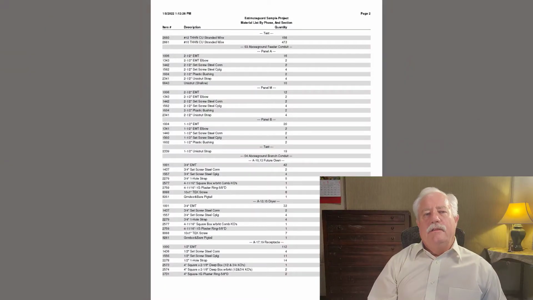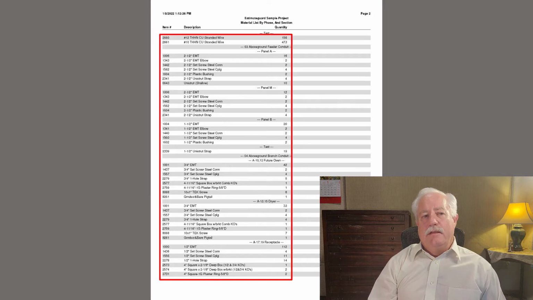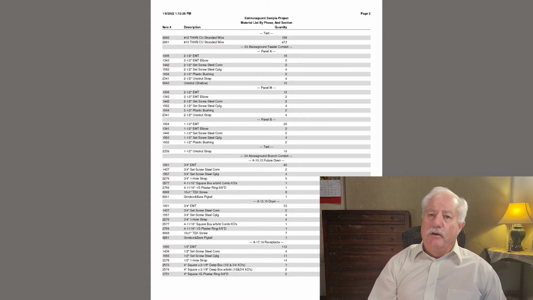Okay, so here is a copy of the actual material list. A couple things you may notice is that it only contains the description of the material and the quantity. The pricing and the labor has been removed, so it's a little bit easier to interpret for your crews. Now, the nice thing about this is that you can actually select which tasks you want to print out.